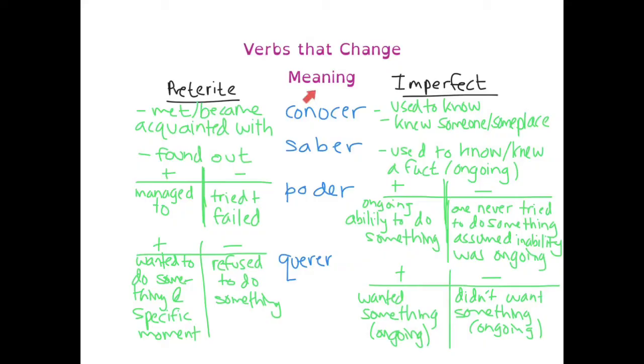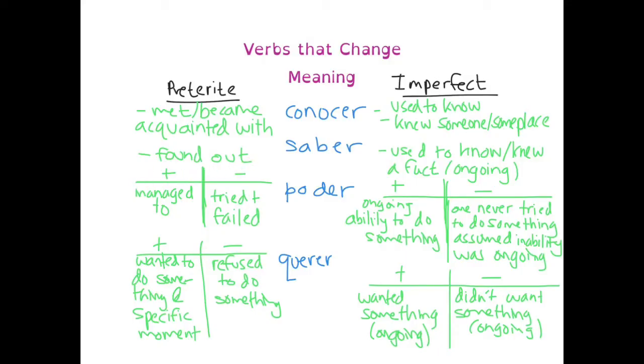Other very specific verbs change meaning based on whether you use the preterite or the imperfect. These verbs in blue have different meanings. So what tense you choose for these determines the meaning in the sentence, and this is just something to memorize. So conocer in the imperfect means used to know or knew someone or some place. But in the preterite, you're talking about the moment, so it's met or became acquainted with instead. Saber, used to know or knew a fact, ongoing. But in that moment, again, it means found out.